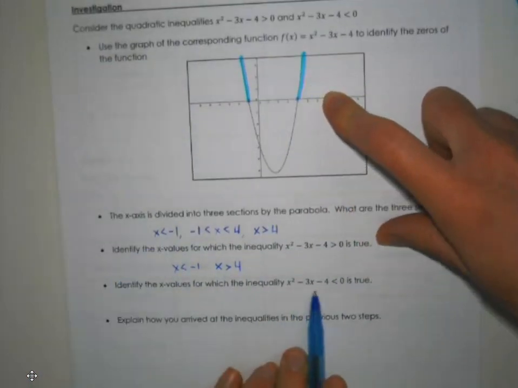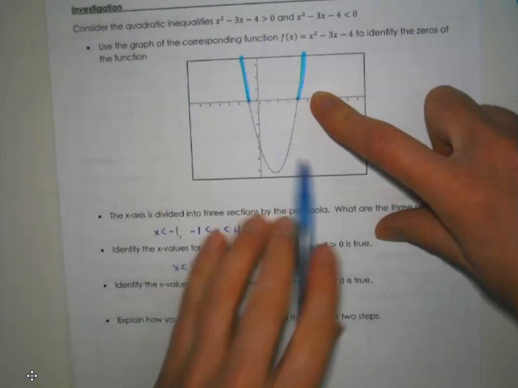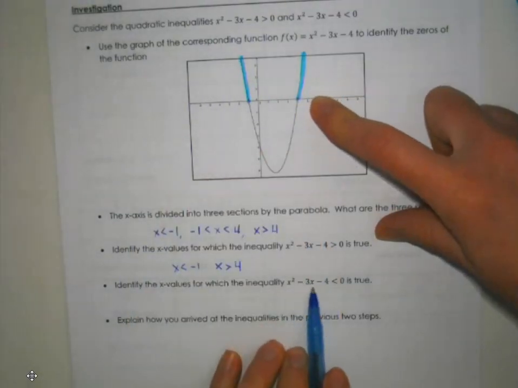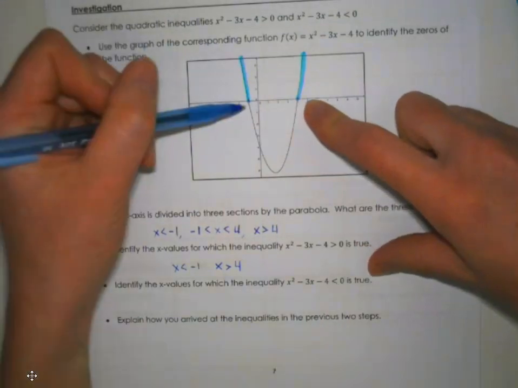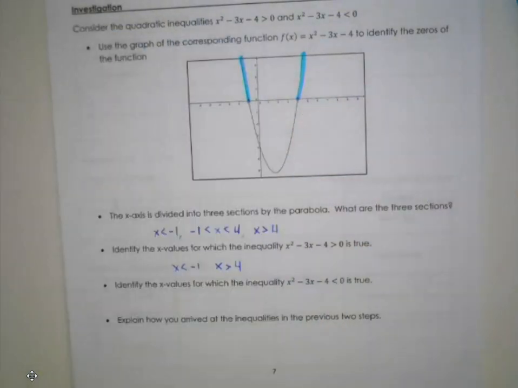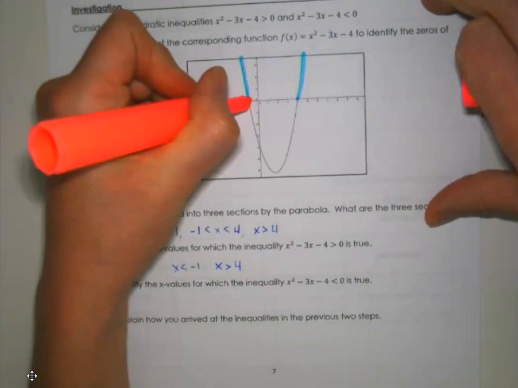Now the next one is asking us the opposite. For which values on this parabola do we have values that are going to be below the x-axis? So basically, where is the parabola below the x-axis? And of course that's going to be in this segment here.